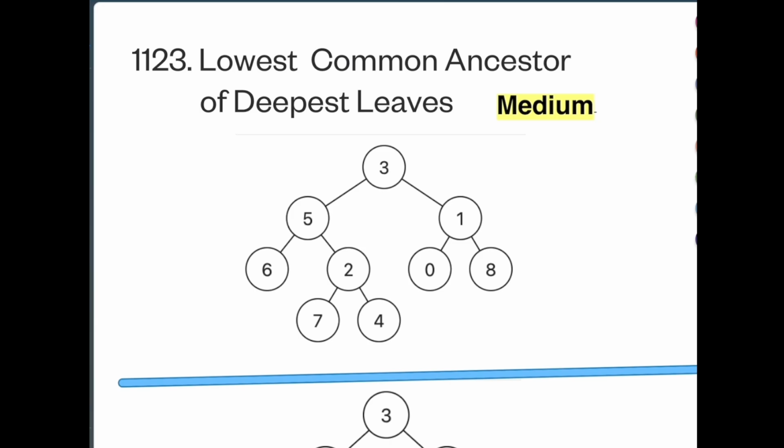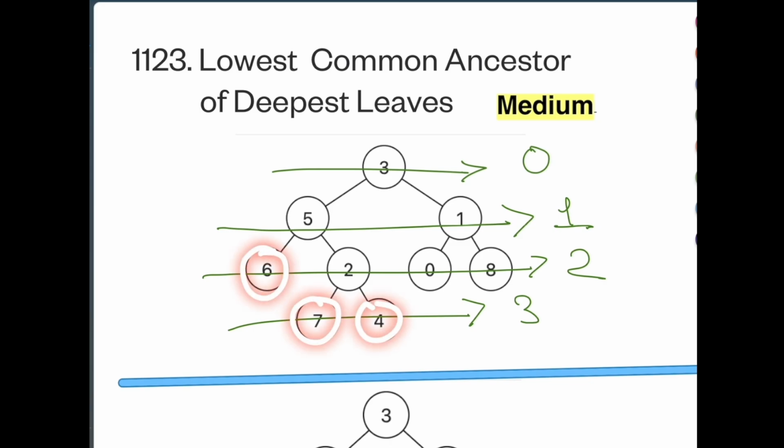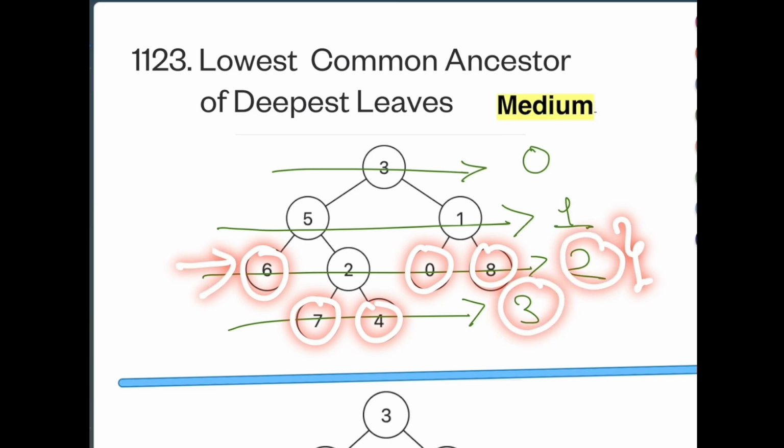For that we can say the root node is at level 0. The children of the root node are going to be level 1 and their children are going to be level 2 and their children are going to be level 3. Now let's go back to the fact that 6, 7, 4, 0 and 8 are our leaves and the leaves are at level 2 and level 3, right? 6, 0 and 8 are at level 2, 7 and 4 are at level 3.